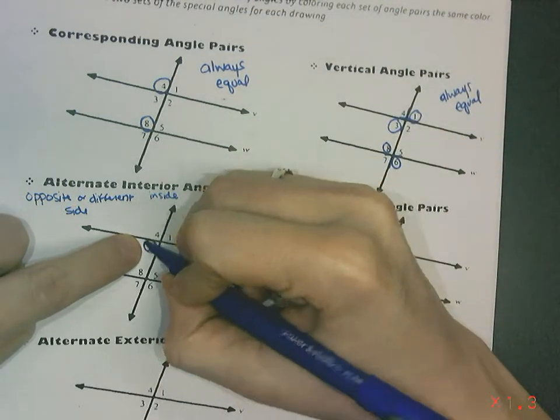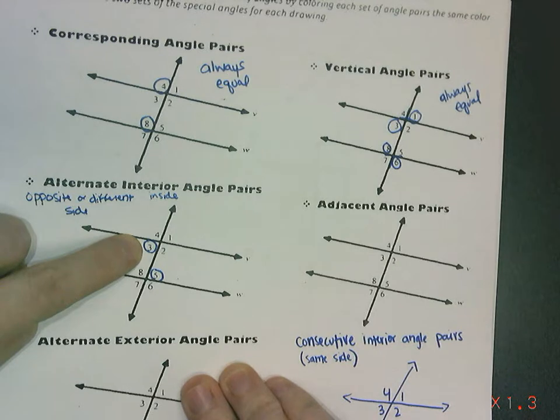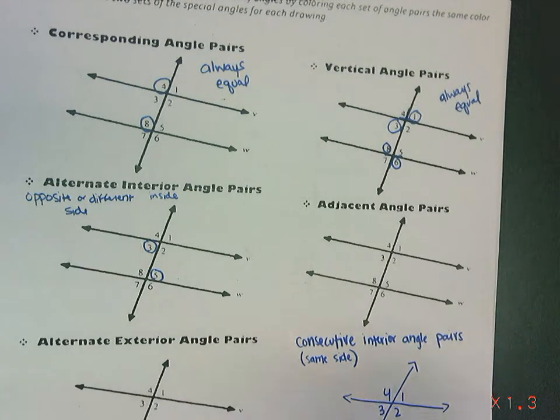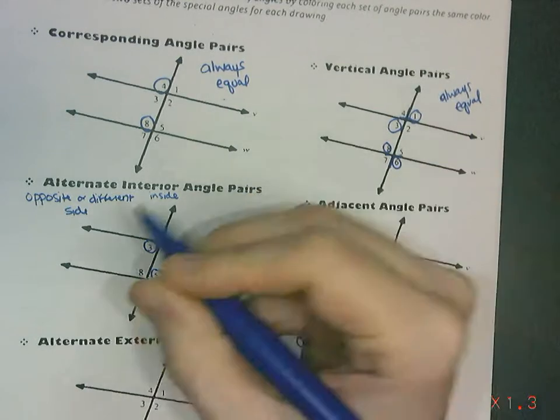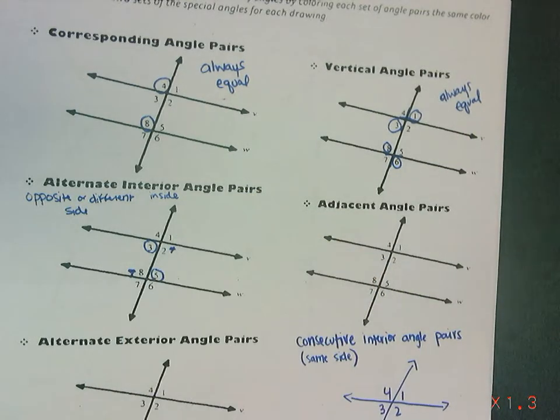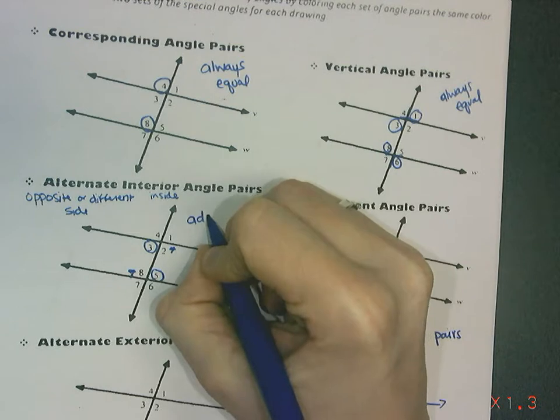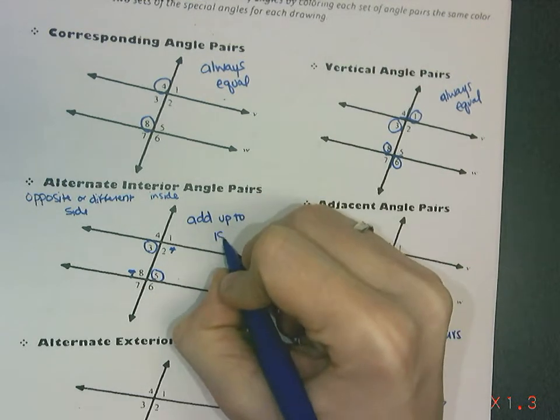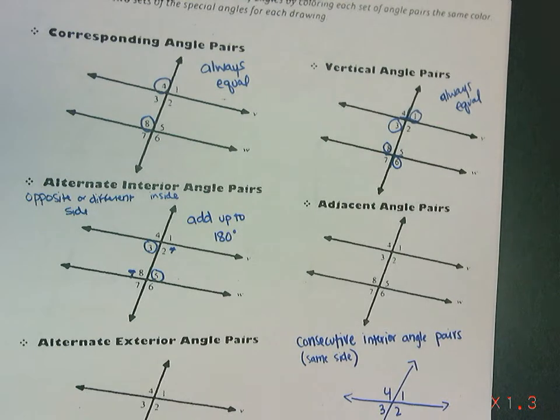So we could have 3 and 5. Those are alternate interior angle pairs. Or we could have 2 and 8. Those are alternate interior angle pairs as well. And alternate interior angle pairs add up to 180 degrees. Okay, so if we were to add angle 8 plus angle 2, that would equal 180 degrees. Or if we added angle 3 and angle 5, that would equal 180 degrees.